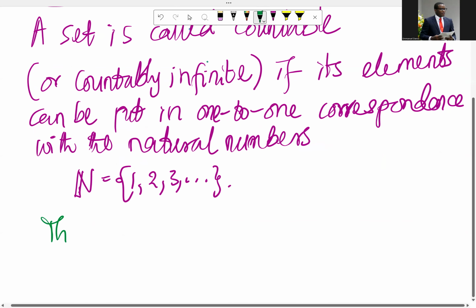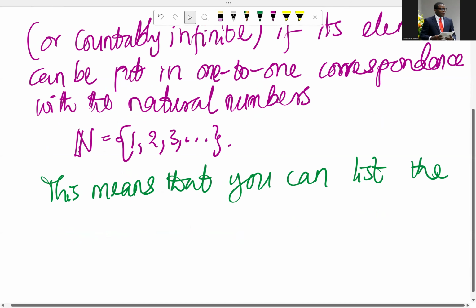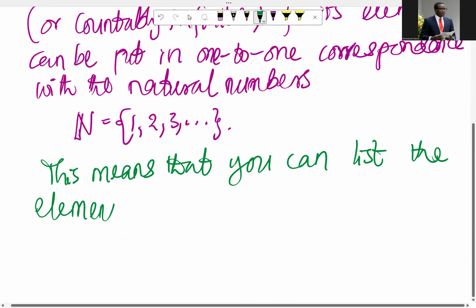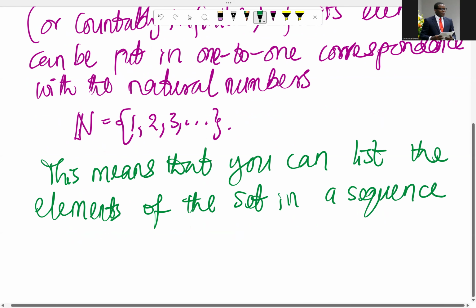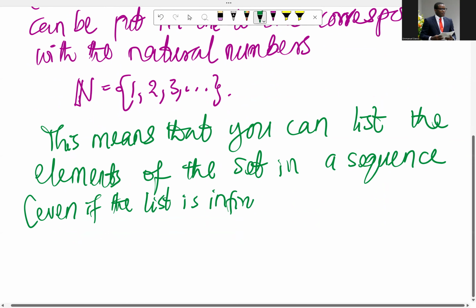So this means that you can list the elements of the set in a sequence, even if the list is infinite, as far as you can list them one after the other.